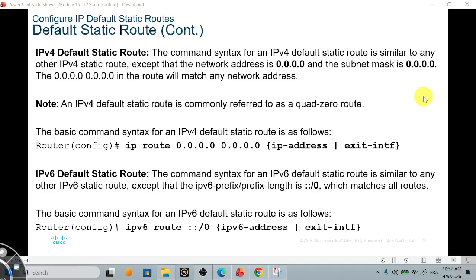What do the zeros mean? It means that we need zero bits to match in order to route the information. So this default static route accepts any network, any IP address, to forward or route. Why? Because it needs zero matching bits. It should be /0 here. So the 0.0.0.0 route with mask 0.0.0.0 will match any network address. Yes, that's correct.